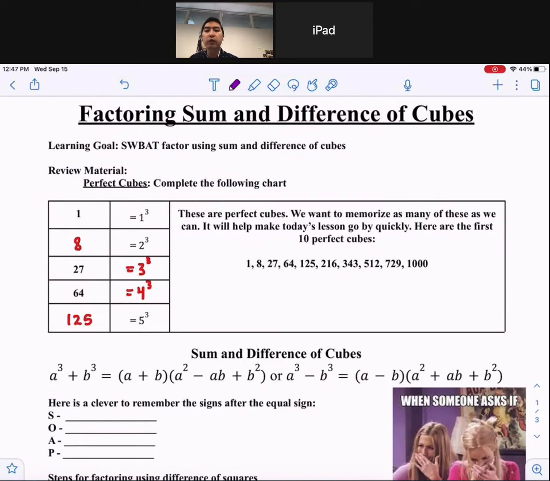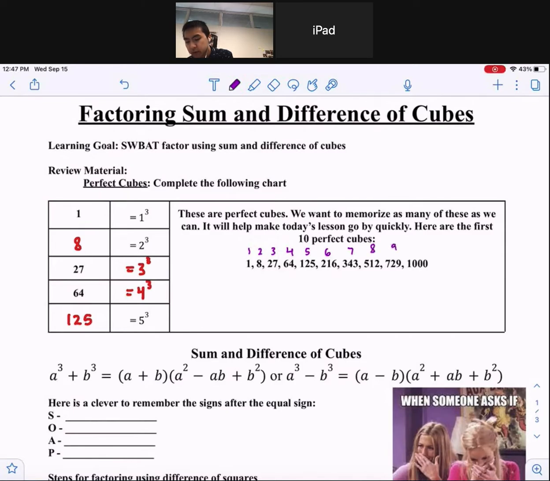Perfect cubes are what you get when a number times itself 3 times gives you a certain product, and that product is what we call a perfect cube. So here's our list of perfect cubes from 1 through 10. If you want, you can write down the number up top, which signifies the cube root for each perfect cube.